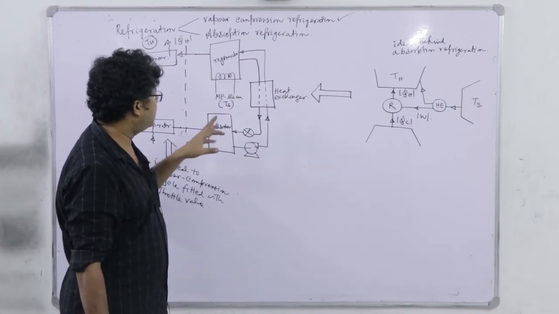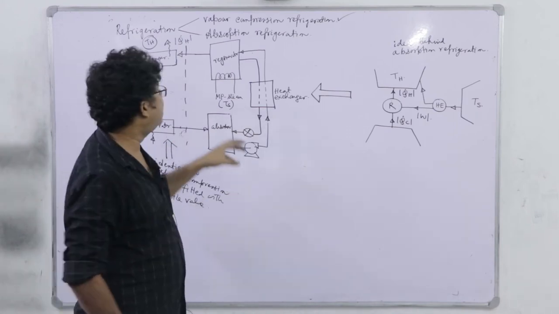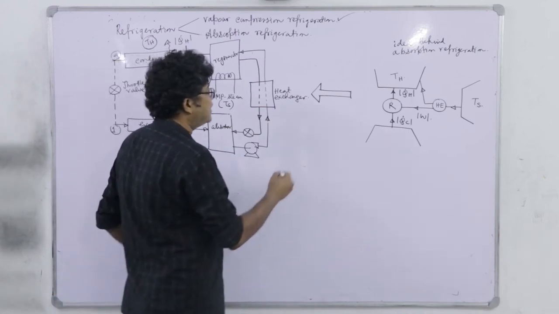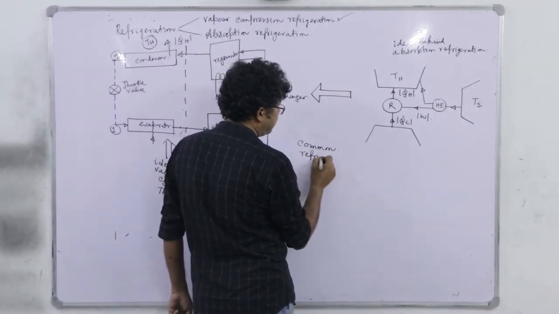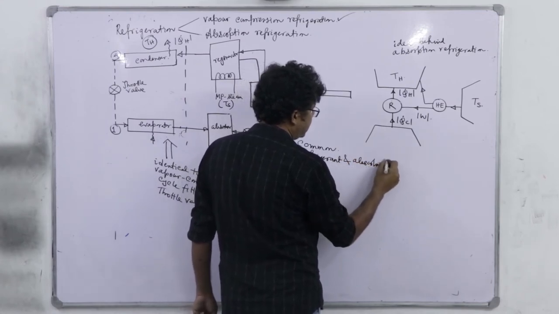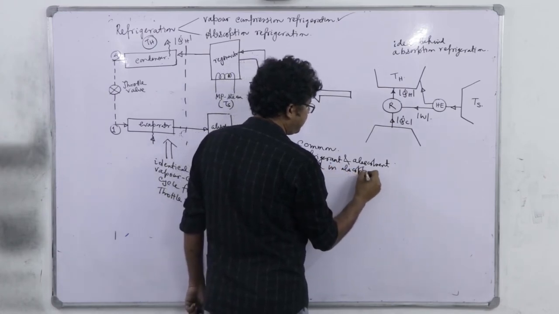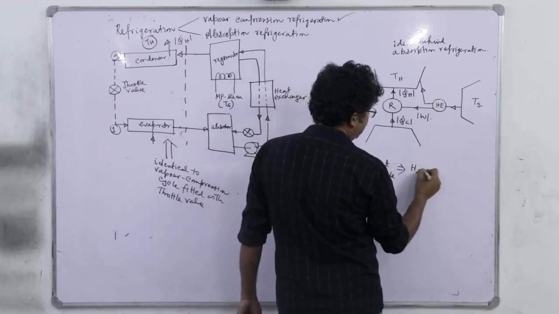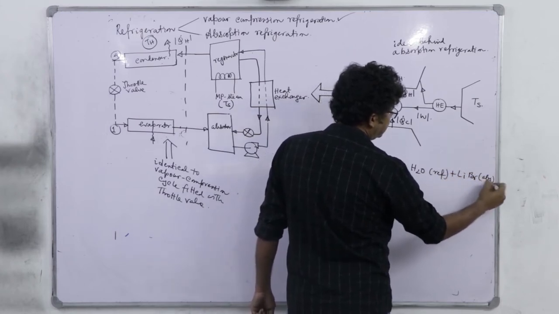right? So technically, here we have to use a third component, that is solvent, and additionally we have to use a utility, that is medium pressure steam. Now, what are the common refrigerant and absorbent used in absorption cycle? Water as refrigerant and lithium bromide as absorbent.